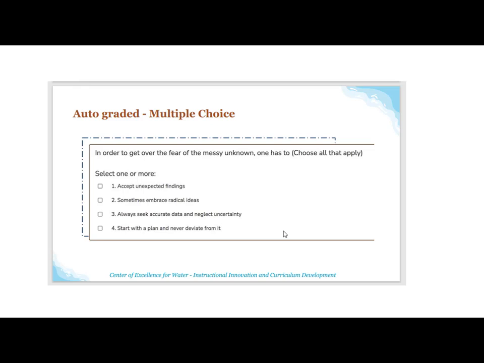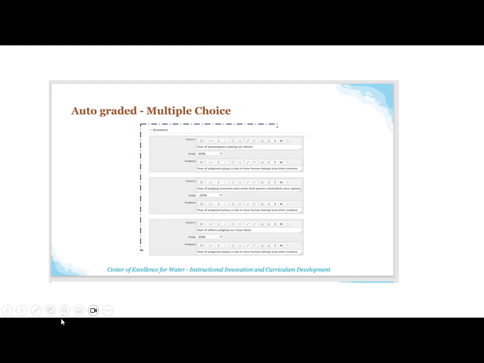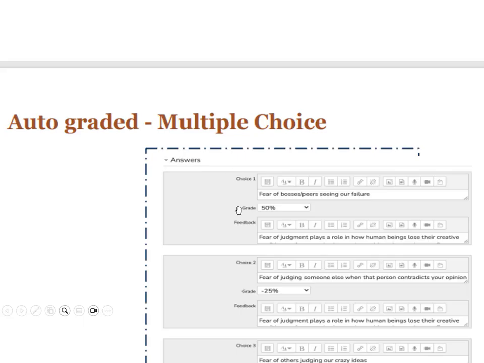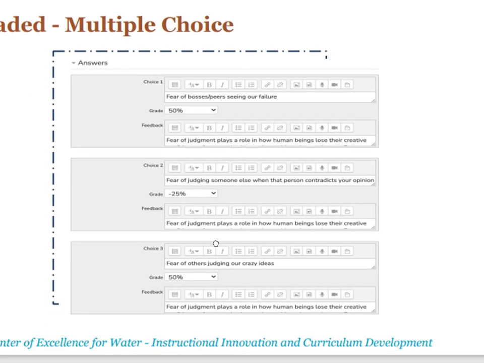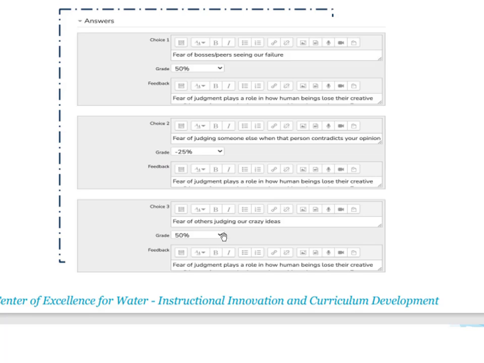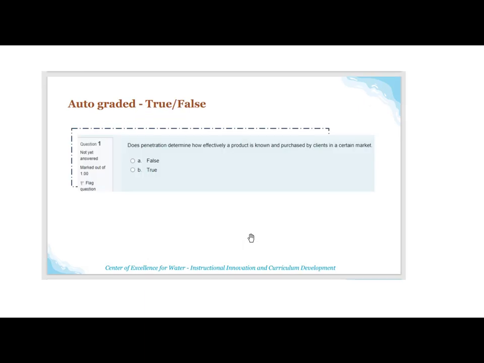Therefore, it's different from the typical MCQ where there is a correct answer and 3 distractors. Why? Because the way we grade this is a bit complex. I am going to enlarge this to show you that if he chooses the first choice, he gets 50% of the mark. If he chooses the second choice, he gets reduced 25% of the mark. If he chooses the choice 3, he gets 50% of the mark.